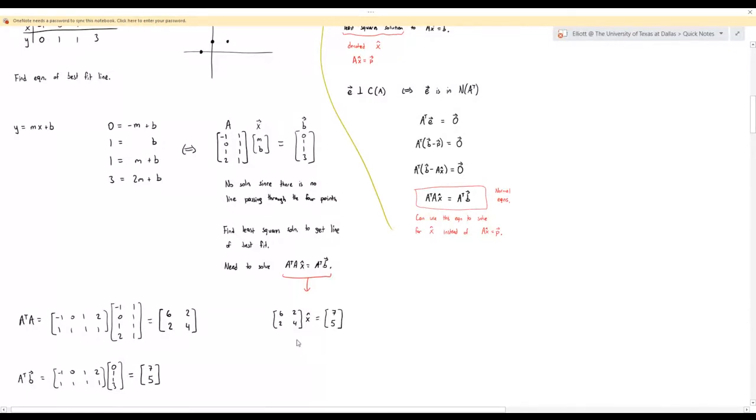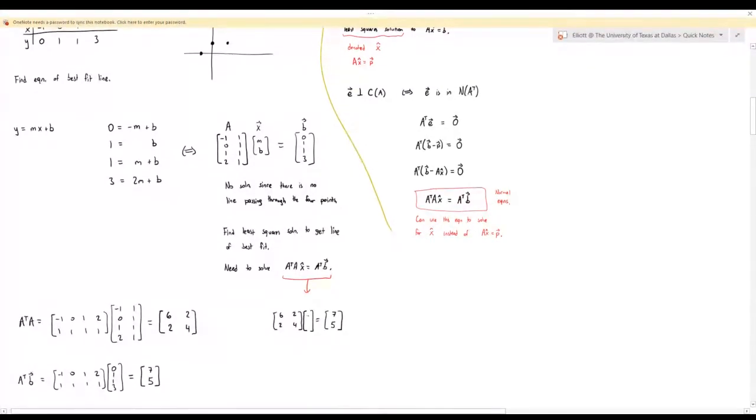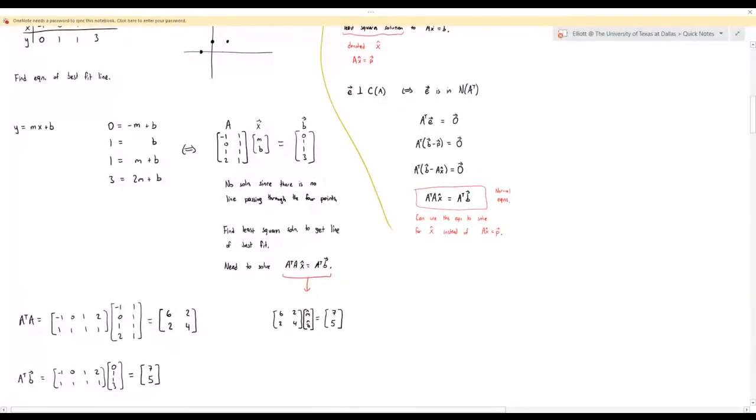So in order to solve this equation for x hat, let's maybe write it like this. x hat would contain the slope and the intercept for the line of best fit. So maybe I'll denote that as m hat and b hat, slope and intercept if you will. So we want to solve this equation now for the m hat and the b hat.